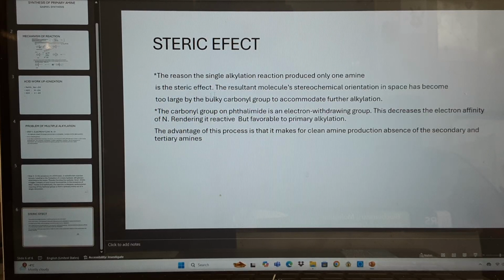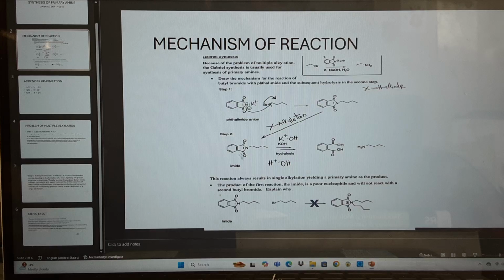The steric effect. The reason the single alkylation reaction produced only one amine is the steric effect after production of an amine. The resultant molecule's stereochemical orientation in space has become too large, because of the bulky carbonyl group, to accommodate further alkylations. Notice that the nitrogen here has become saturated as a result of this bond here.